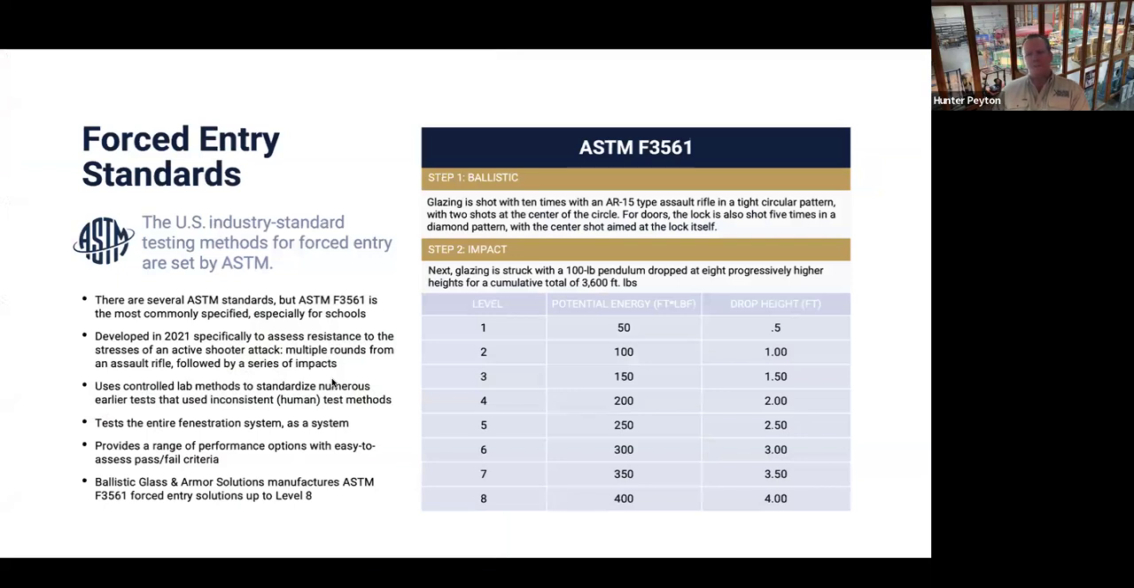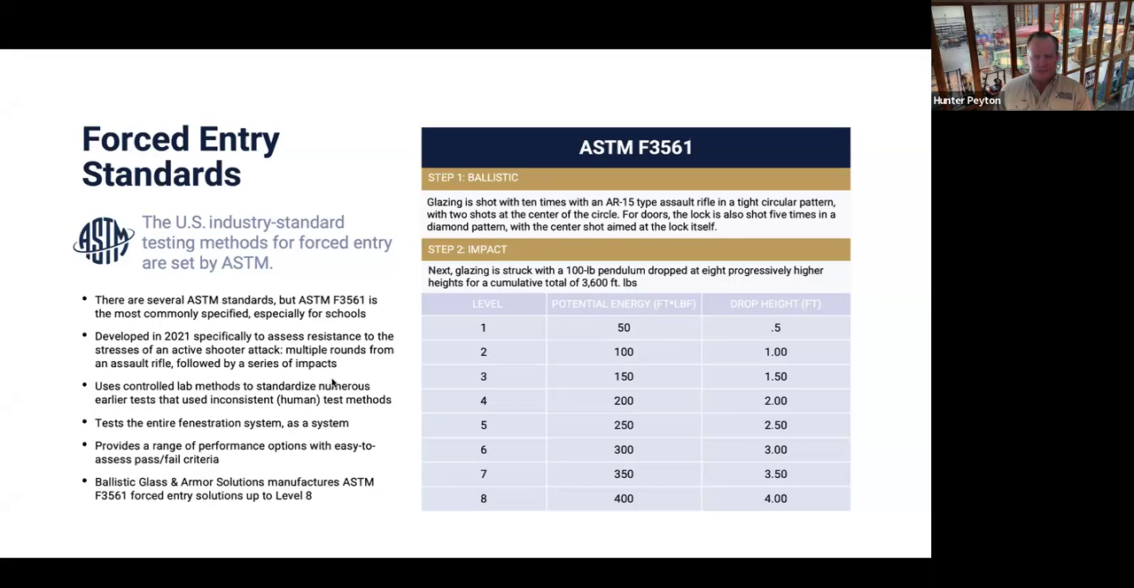Okay, forced entry. Forced entry testing, I'm sure you all know something about this. ASTM puts forth most of the forced entry tests accepted in the architectural world these days. It has been kind of the Wild West. Some of the older laboratories that are no longer in service, like HP White, some of the other forced entry materials manufacturers have their own standards.